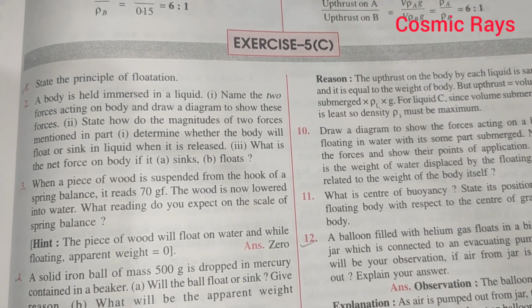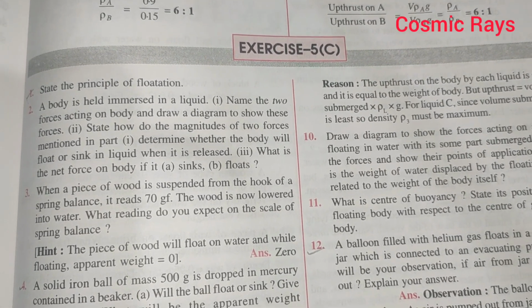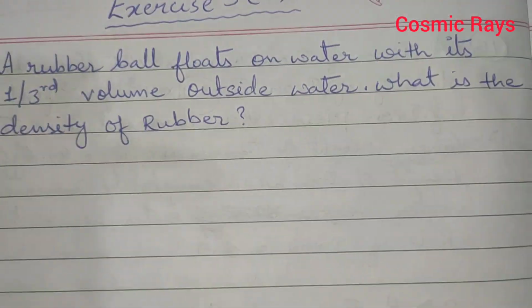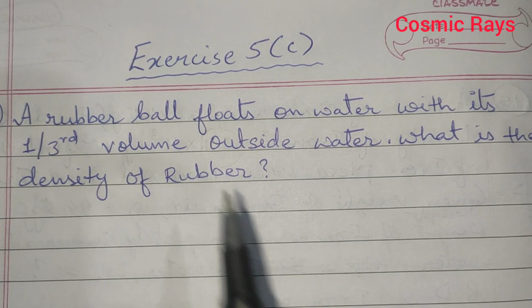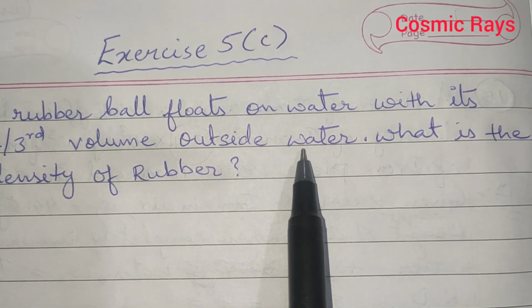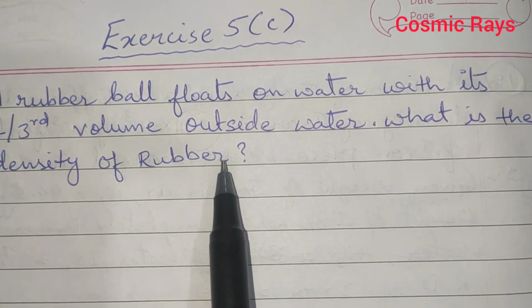Hello, in this AV, we would be talking about the numericals of exercise 5C. So the first numerical says, a rubber ball floats on water with its 1/3 volume outside water. What is the density of rubber?